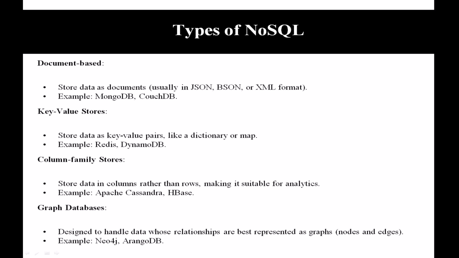Next, column family stores data in columns rather than rows, making it suitable for analytics. You can perform database analytics, graph generation, all these things using this kind of column family store. Examples are Apache Cassandra and HBase. These two are column family stores.